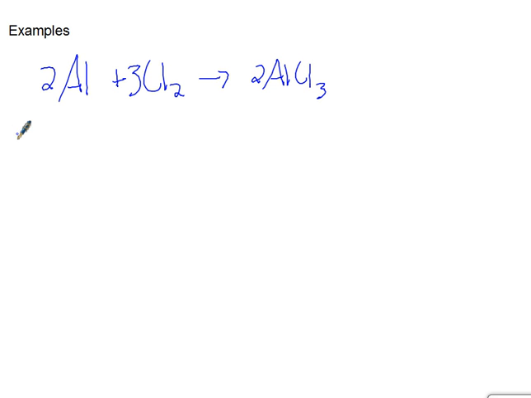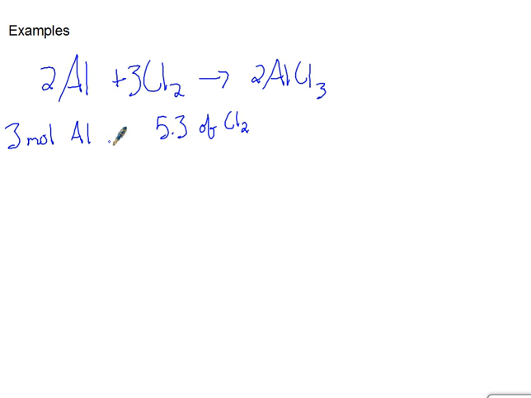All right, so the problem. Let's say you start with 3 moles of aluminum and 5.3 moles of chlorine. What is your limiting reactant? Okay, so what is your limiting reagent? So how do you do this?